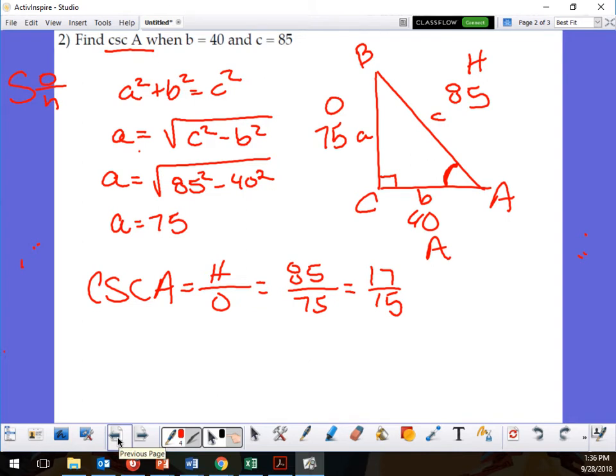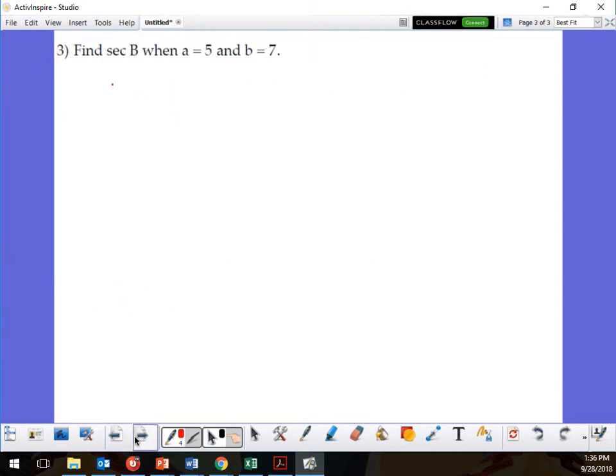How'd you get 85? What's your hypotenuse? Yeah, it's C. That one's 85 because that was given to me here. Right? Okay. All right, let's take a look at this next one then.